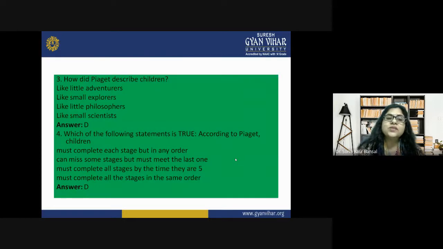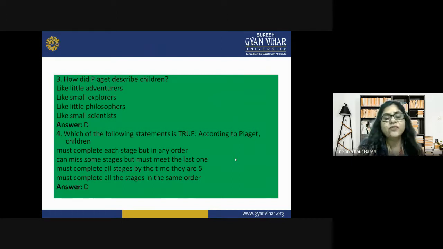Now, the next question is: how did Piaget describe children? A. Like little adventurers, B. like small explorers, C. like little philosophers, D. like small scientists. So the correct answer is like small scientists.